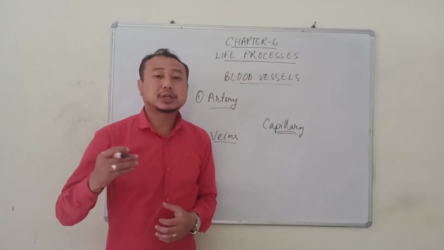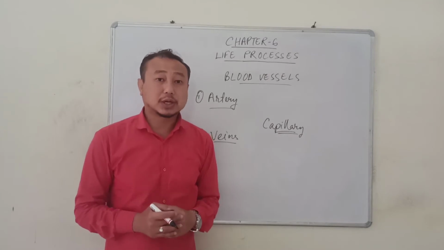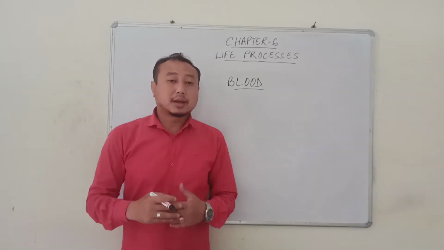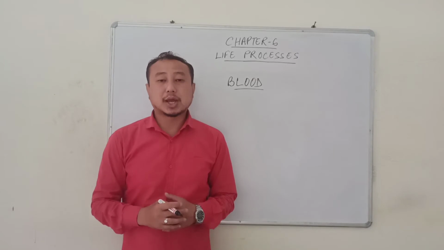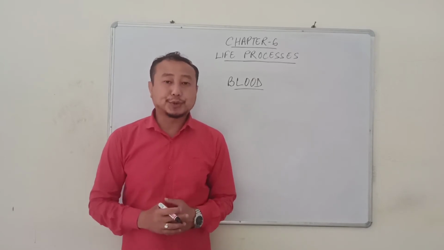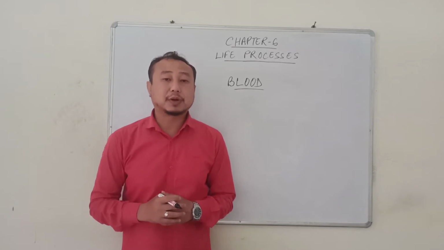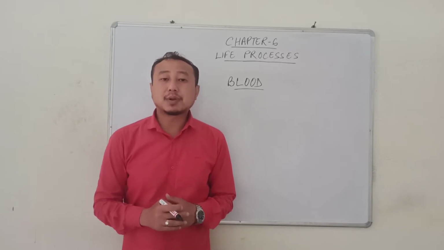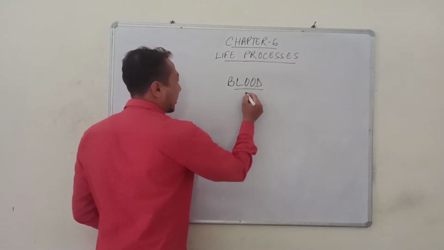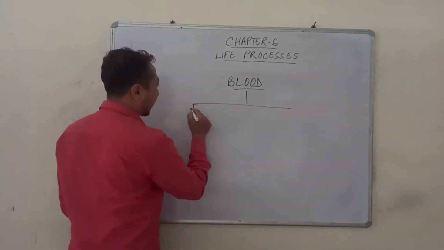Now let us come to the last component of the human transportation system. The last component of the human transportation system is the blood. Blood is the liquid that is flowing inside our body which helps in the transportation of different materials. This blood is made up of two components. One is known as the liquid component.